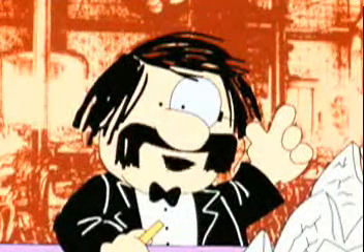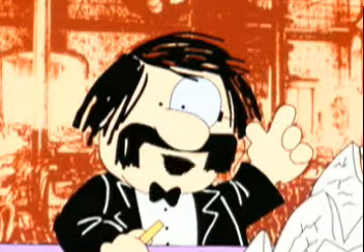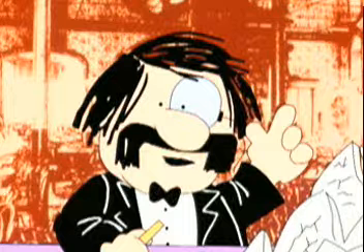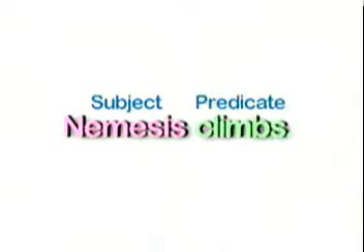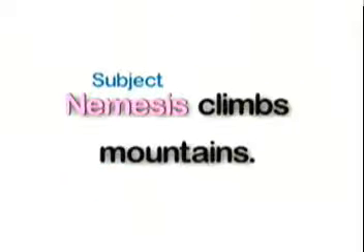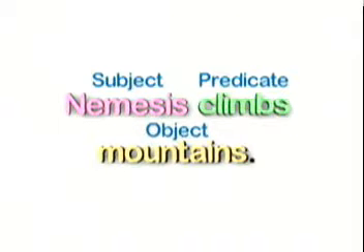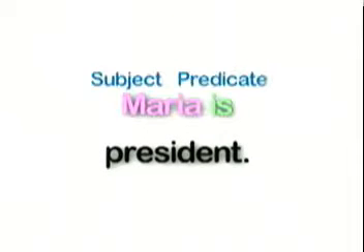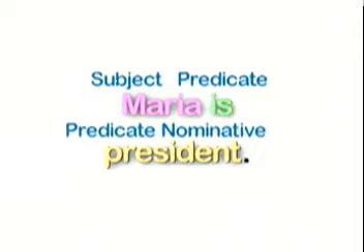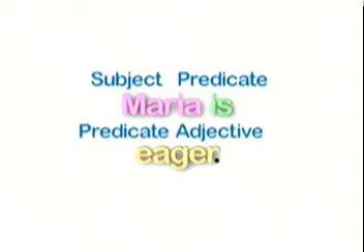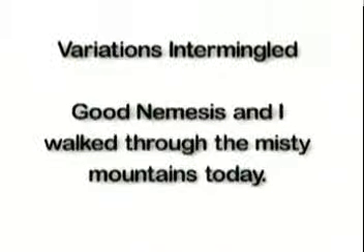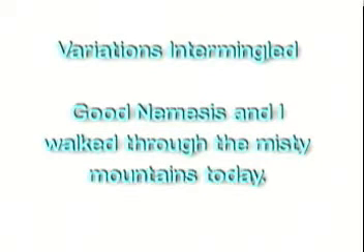And so, the core of all simple sentences in the English language are structured in one of four ways: subject-predicate, subject-predicate-object, subject-predicate-predicate nominative, subject-predicate-predicate adjective. There are, however, variations on this theme.